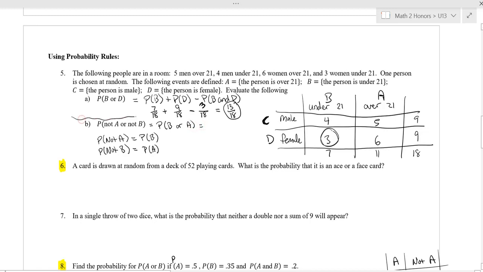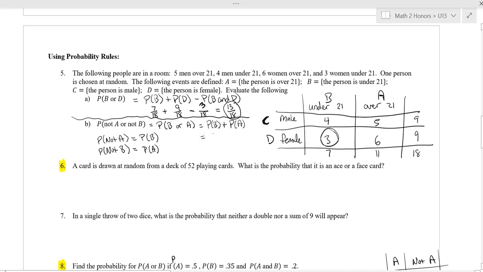Now, those are what we call mutually exclusive events. They can't happen at the same time. Either you're under 21 or you're over 21, but you can't be both. And so this formula is going to be the probability of B plus the probability of A. You could put minus the probability of A and B, but that probability of A and B is going to be 0, because it's impossible to be both under 21 and over 21 at the same time. So you don't need that part.